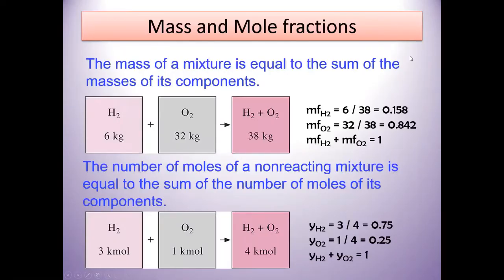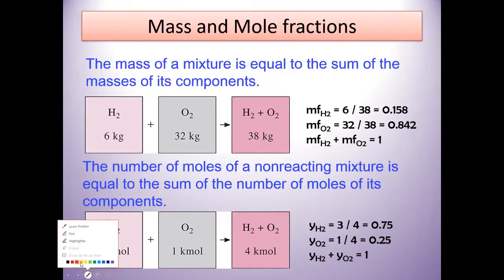So mass and mole fractions, as I mentioned, you have learned these in chemistry. So the mass of the mixture is equal to the sum of the masses of its components. So we have 6 kilograms of hydrogen, 32 kilograms of oxygen. Mixed together, you'll have 38 kilograms. So mass conservation applies, and mass fraction for each component is just mass of that component divided by total mass.